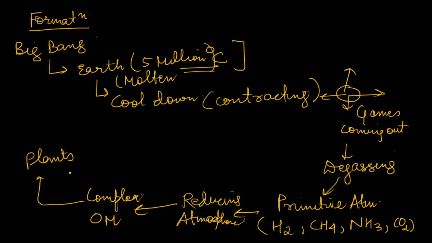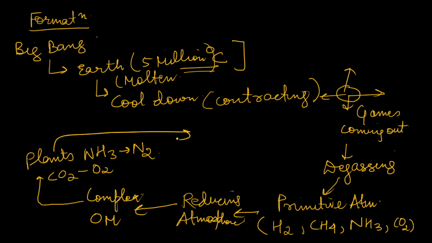And these plants converted CO2 into O2, as you all know that plants can do that, and they also converted NH3, ammonia, into N2, that is nitrogen gas. So nitrogen gas in the current atmosphere comes from ammonia, and the oxygen in the current atmosphere comes from carbon dioxide. That made the formation of the current atmosphere containing high amounts of nitrogen and oxygen. So this was the formation of the atmosphere. I hope by seeing this timeline or this chart, you are able to understand this.